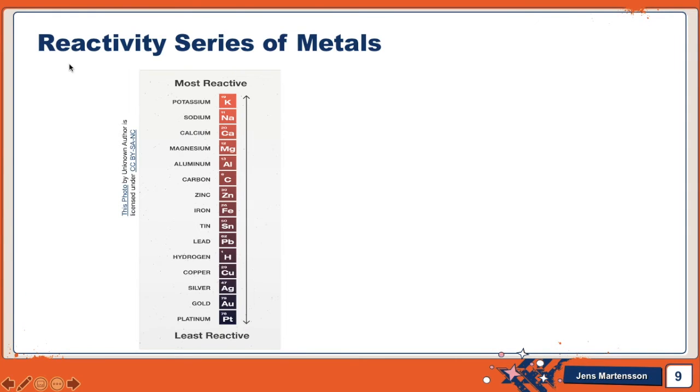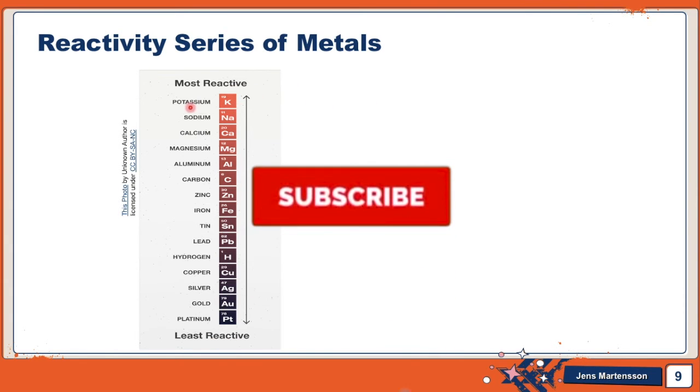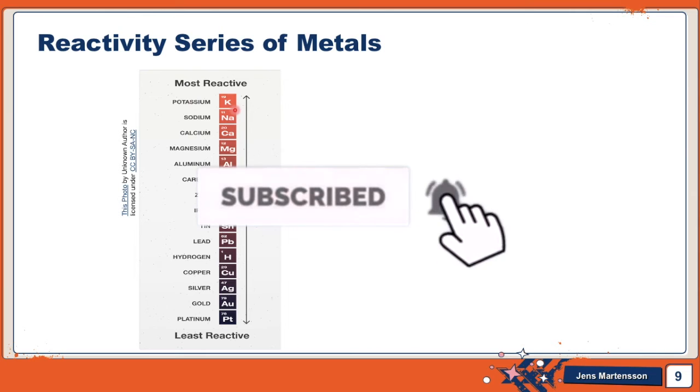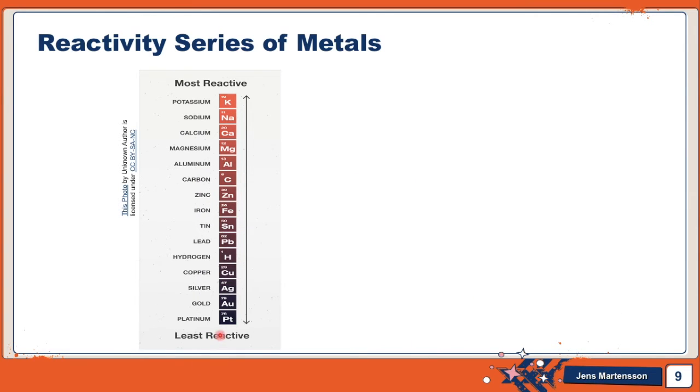So let's go into the reactivity series of metals. So this is a lot different than what we have done till now, or more complex. This series arranges metals from least reactive to most reactive. As you can see, potassium is the most reactive metal and platinum is the least reactive.